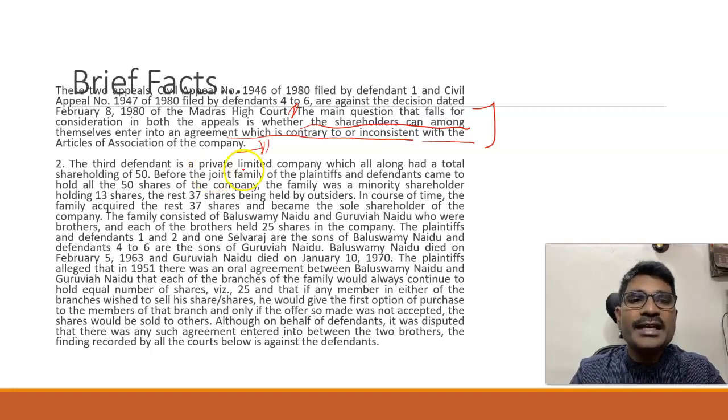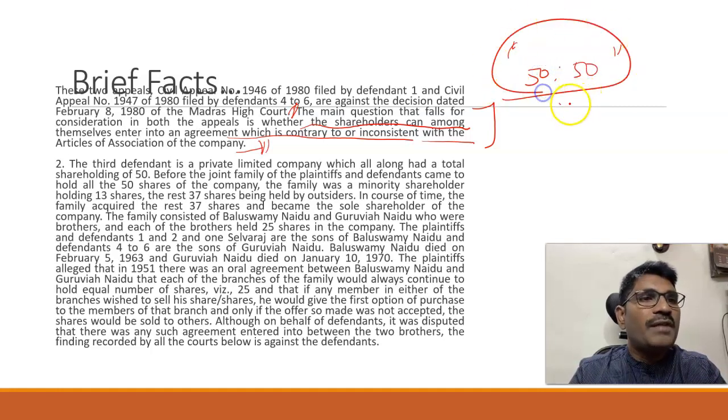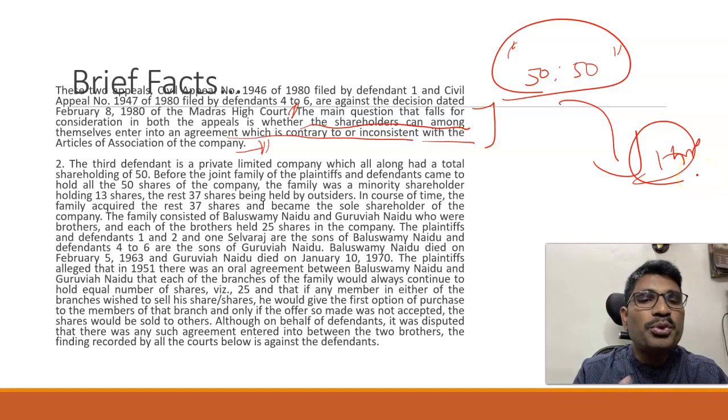The third defendant is a private limited company which had a total shareholding of 50 before the joint family of the plaintiffs and the defendants came. You don't need to read this, I just put it for understanding. Here what happened in this case was that the two groups of the family always wanted to keep their shareholding 50-50. If at all they want to transfer to a third party, they should offer it to the others first. So they put such clauses in the agreements.